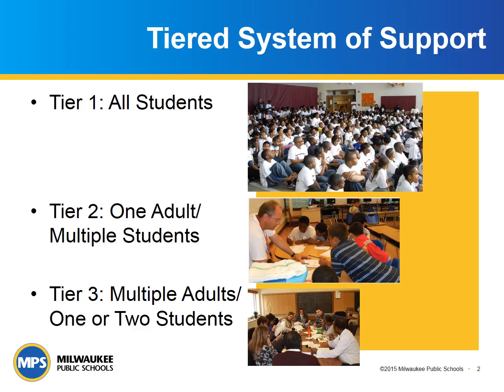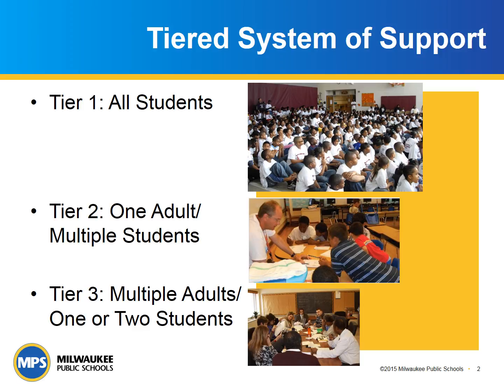Tier 2 is for those students who need a little more support. This support usually occurs in a setting of one adult working with multiple students. Research shows that this support should be targeted towards 15 to 20% of the students who need more than is being provided in Tier 1.